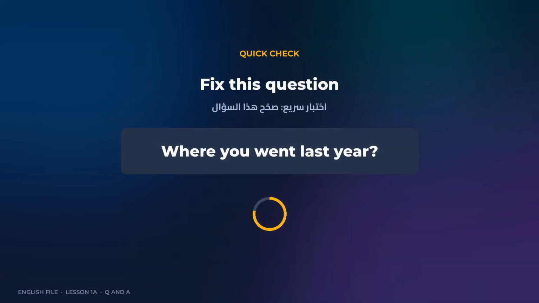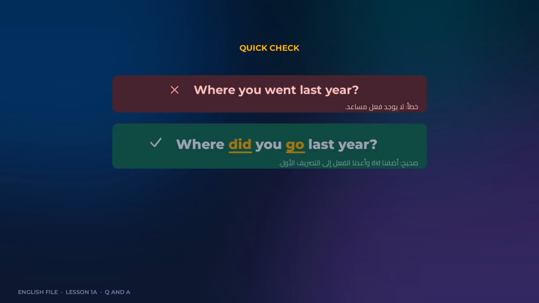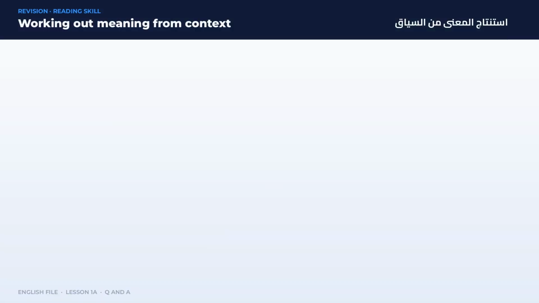Quick self-check. Fix this sentence. Where you went last year. You need an auxiliary. Where did you go last year? And notice, go, not went.